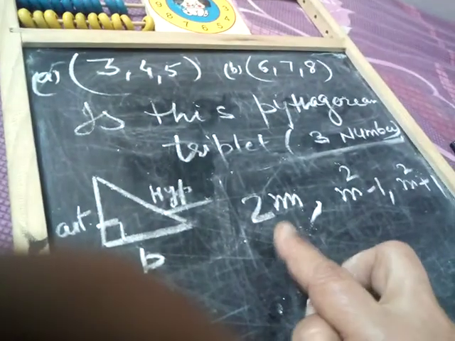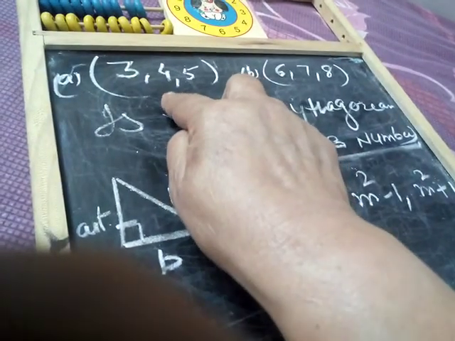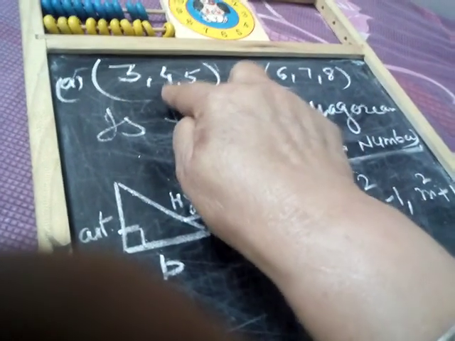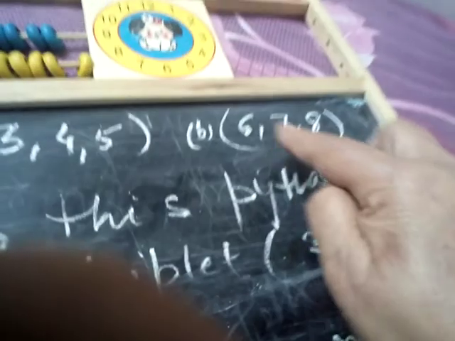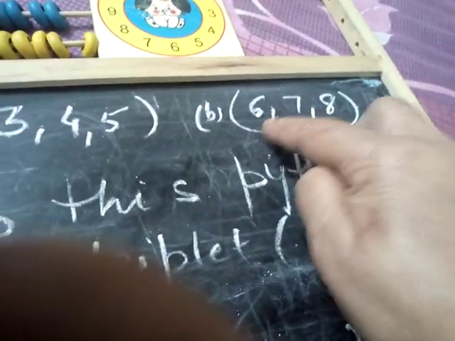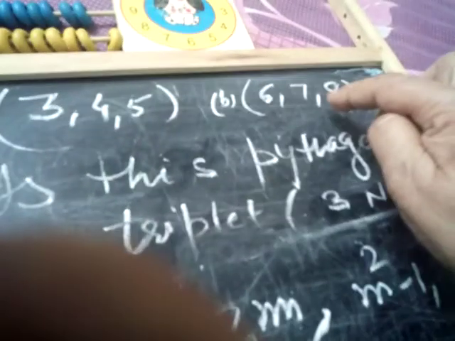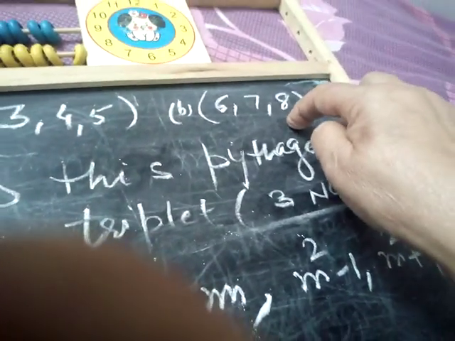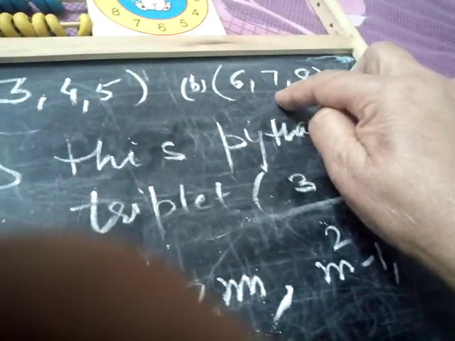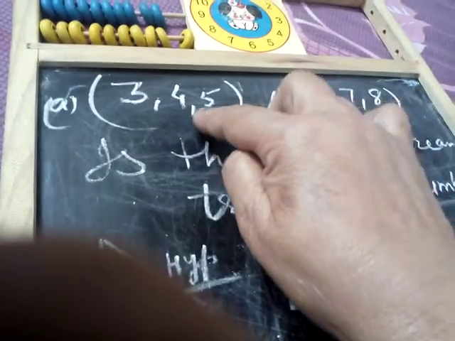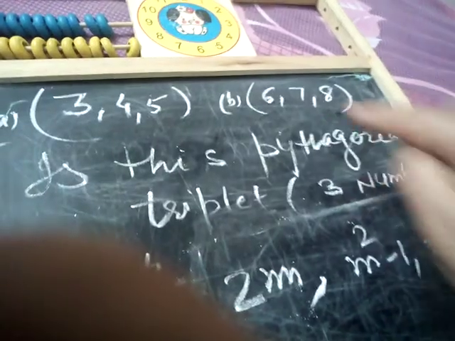You will equate 2m to the even number. In 3, 4, 5, 4 is the even number. Similarly in 6, 7, 8 there are two even numbers, 6 and 8. So you will take the smaller number as 2m. 8 we will not take, because 8 will be the bigger number. We will see if this is a Pythagorean triplet. First we confirm with 3, 4, 5, then we will do this one, right?